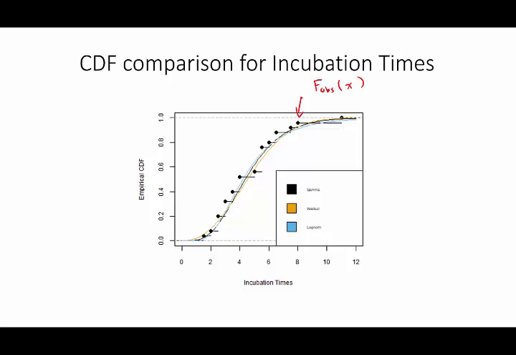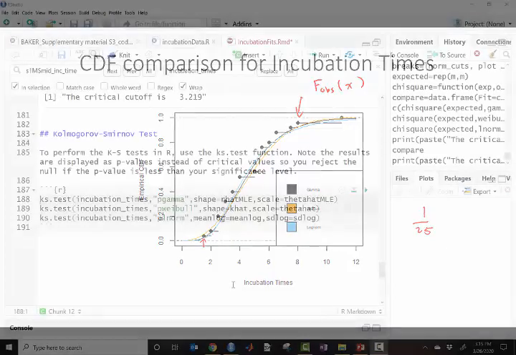So for example, the smallest incubation time right here was about 1.5, and therefore the first jump that we see occurs at 1.5, and it jumps to the value of 1 over 25, because that's the probability of getting an observation that is less than or equal to this value of x. That continues until we get to our next jump, which is around 2, and then another jump a little after 2, and so on. And the smooth curves here are the fits from the gamma, the Weibull, and the log normal distribution. And once again, we can see that they all give relatively reasonable fits.